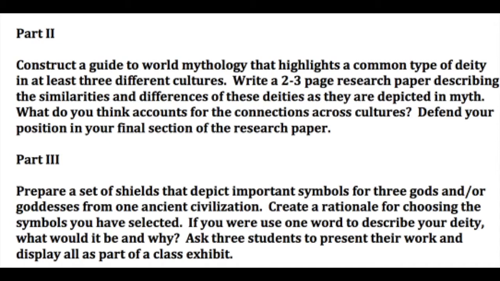They also had to create a rationale for why they chose the symbols, and they had to pick one word to describe their deity and share why. So, your gifted students were reading different texts, they had additional projects, but in the end, they still did the same thing that the typical learner did.